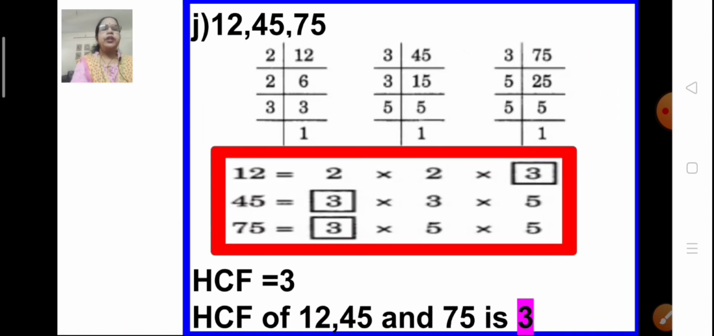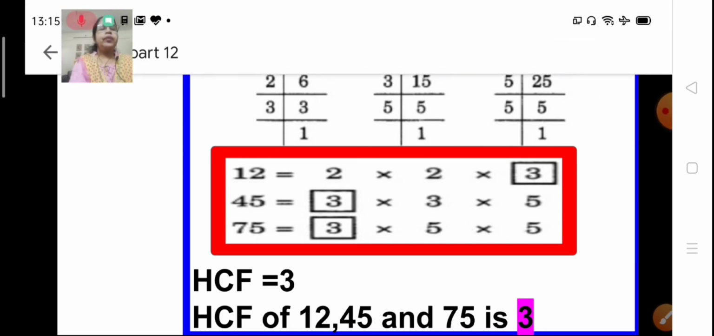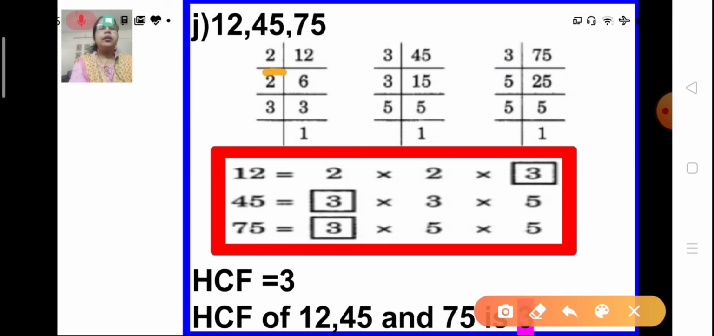Now let's move on to the next problem. Again we have 3 numbers, 12, 45 and 75. So let's do the prime factorization of 12. 12 is divisible by 2. 2 6s are 12, and 6 is again divisible by 2. 2 3s are 6 and 3 is divisible by itself. 3 1s are 3. So what is the prime factorization of 12? Let's write it like this, 2 into 2 into 3.